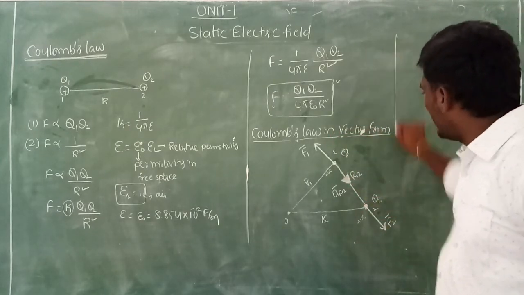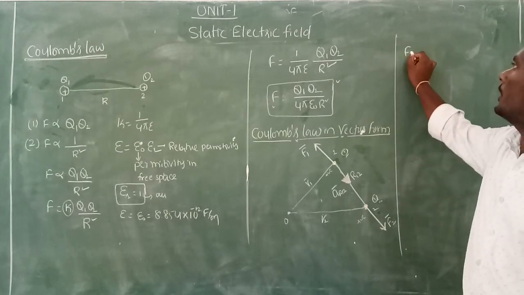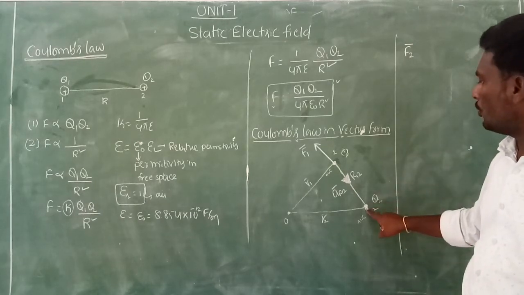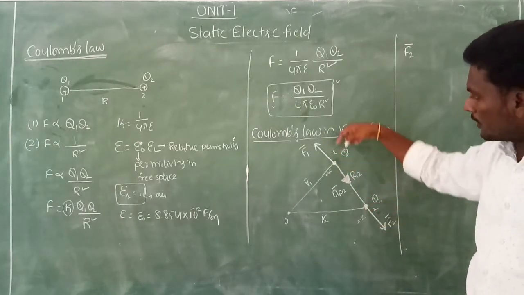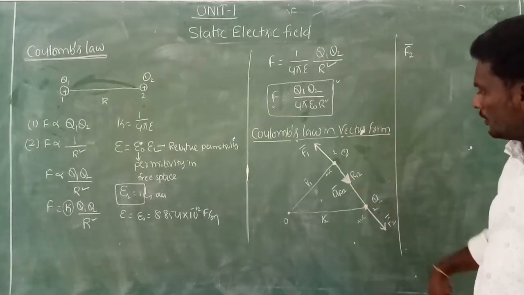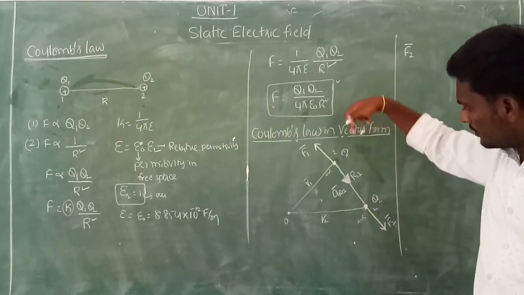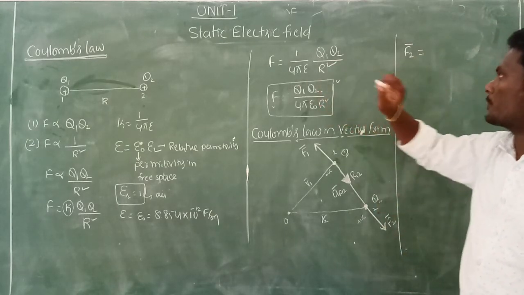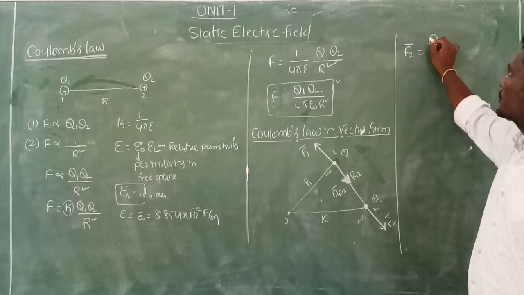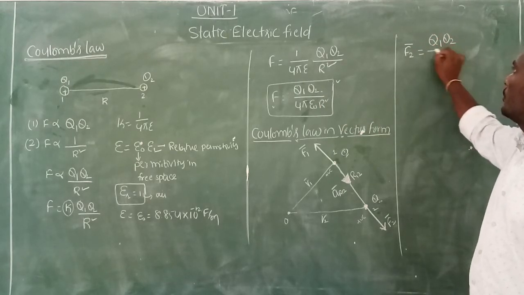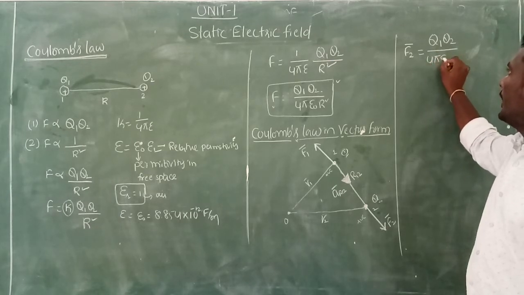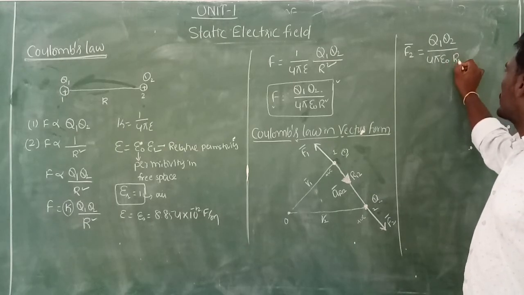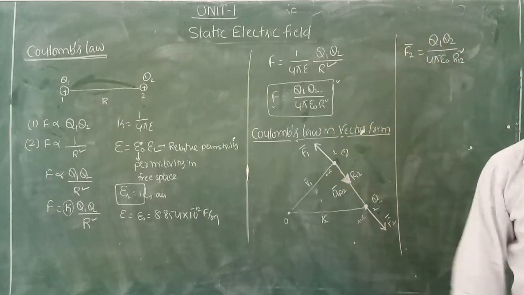Why am I representing it in this direction? Because here I am writing the expression for F2 bar. What is F2 bar? It is the force exerted on Q2 due to Q1. That means it should be in this direction, since the force exerted on Q2 is towards Q2. So F2 bar is equal to, according to this expression, the force is directly proportional to Q1 Q2 by 4 pi epsilon r squared. And what is the distance here? The distance here is r12, so I should write r12 squared.